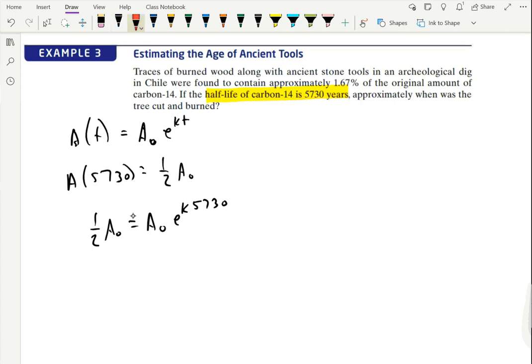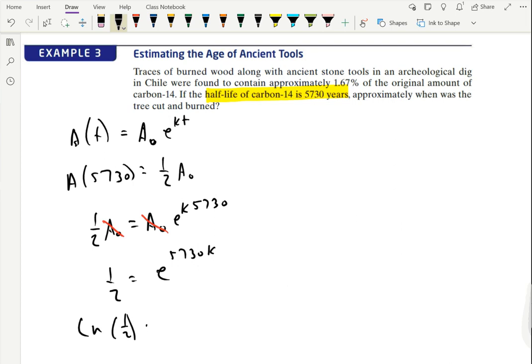As I've said before, what's going to happen is these A sub zeros are going to cancel out. So since we went to halving time, we'll take half of e raised to this power. So I'm going to rewrite it 5730K, because normally we write our variables second. Again, this looks very similar to things that we had just finished. And as we go to solve this, we're going to have to do natural log.